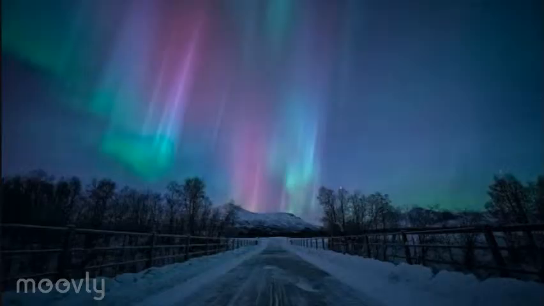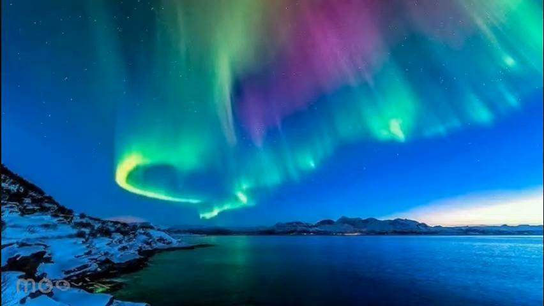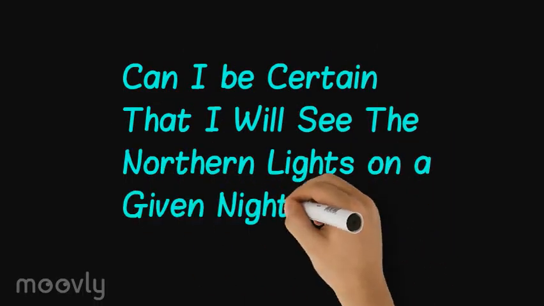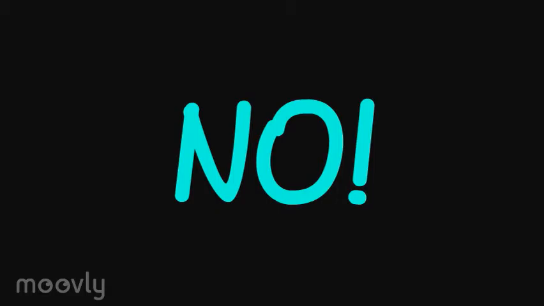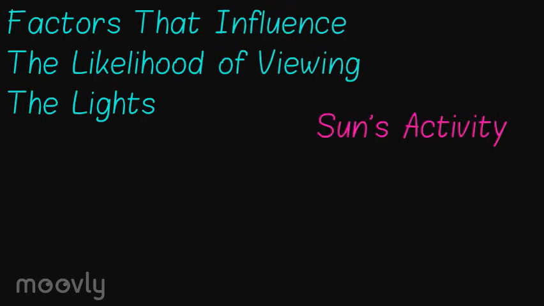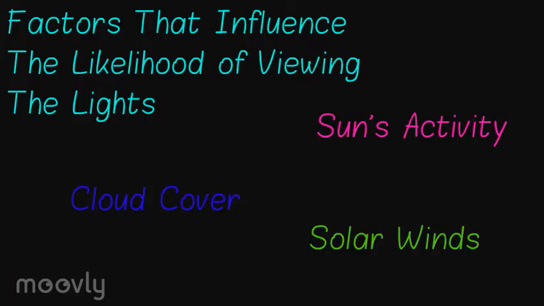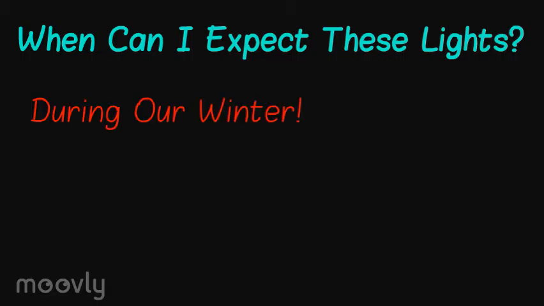Now don't get me wrong, these lights do occur at every stage in the solar cycle. It's just a matter of whether or not we can see them. Now you may think that you have the perfect time to view these auroral displays. However, there are too many variables to be certain of that. The sun's activity varies, cloud cover varies, and solar winds vary. These are just a few of the many factors that can influence the likelihood of being able to see the aurora. It is suggested that the best time to view these lights is winter in the north.